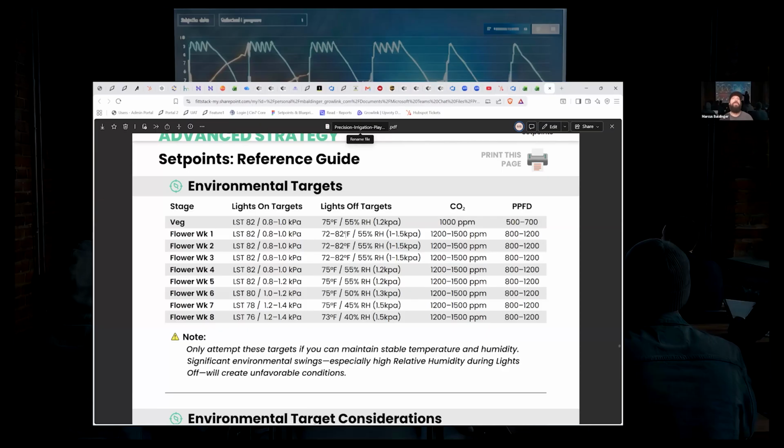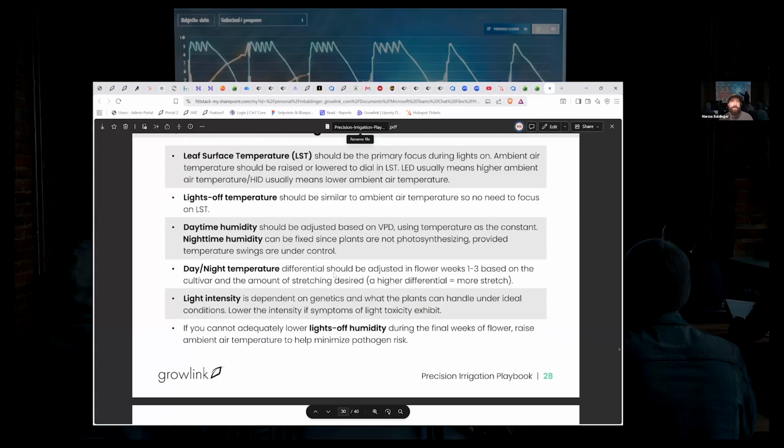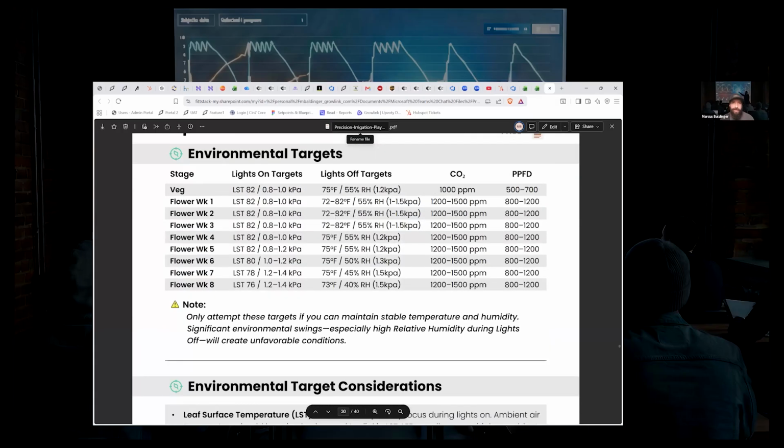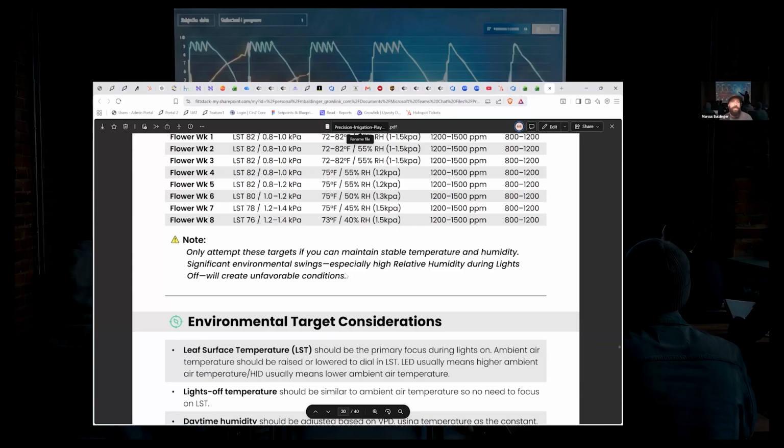And if I am running a really squat genetic, where I want to try to promote some nodal elongation and things like that, then I can actually crank it down and do a 10-degree differential between daytime and nighttime to help promote stretch. That is why I have this here, and that is a use-at-your-discretion thing. But once stretch is done, I go right back to an even keel of 75 pretty typically. That's just a nice sweet spot for me.